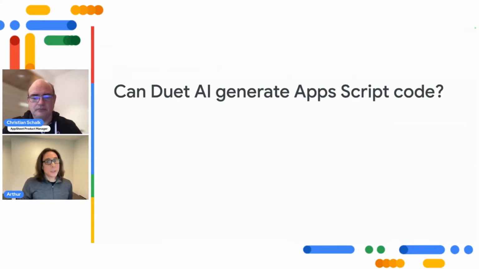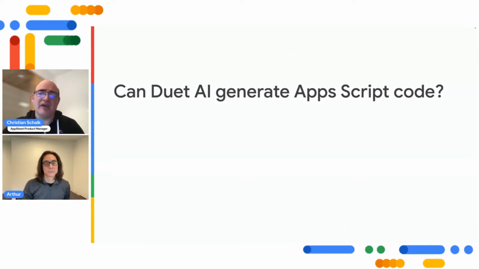Can Duet AI generate AppScript code? Do you want to take that one, Christian? There we go. I was responding to a chat text as well. With AppScript code, you can, in general, because AppScript is JavaScript, but it has access to a number of different classes and beans, as mentioned. You basically can create JavaScript with Bard today, and to that end, you can create the non-AppScript class or beans type of code.